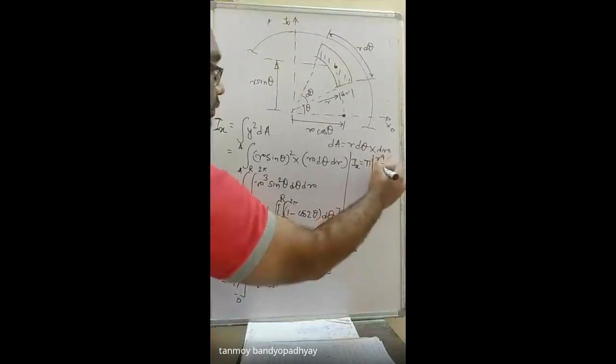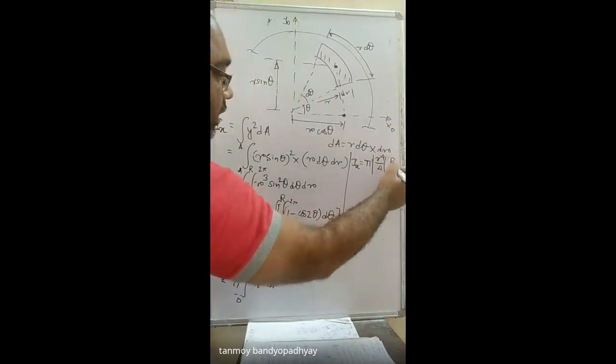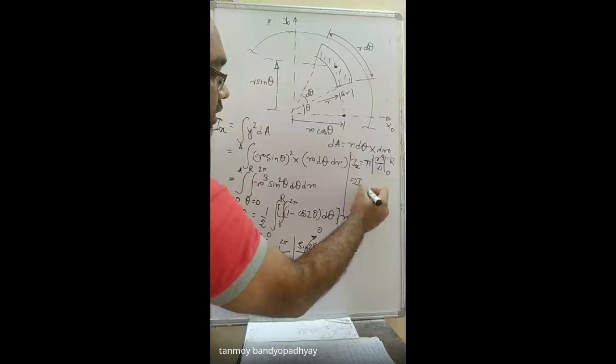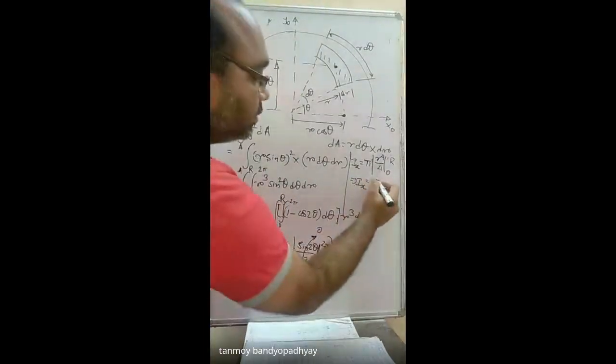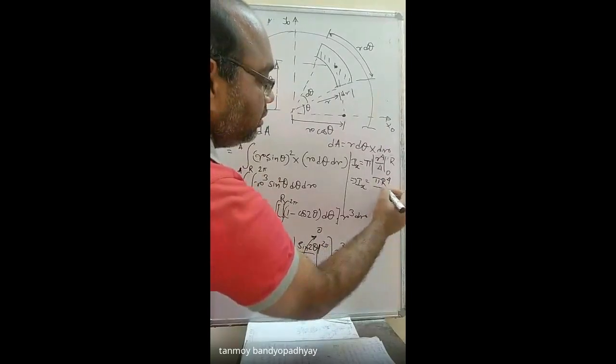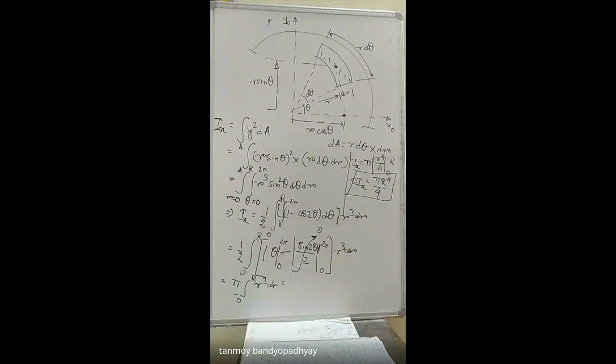R to the power 4 by 4, from 0 to capital R. So Ix will be equal to, what will it be? Pi R to the power 4 by 4. So this is pi R to the power 4 by 4, the value of Ix. Okay?